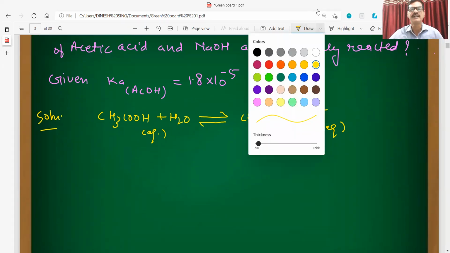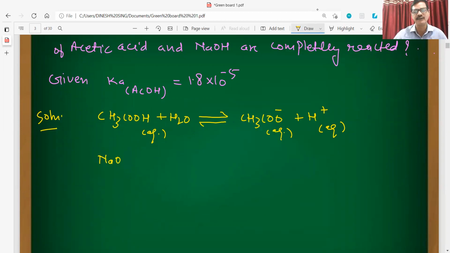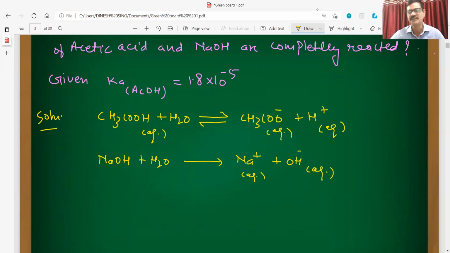And NaOH is what? A strong electrolyte. So NaOH plus H2O will exist completely as Na positive aqueous and OH minus aqueous. And now the reaction will take place between OH minus and acetic acid. So what will form here?